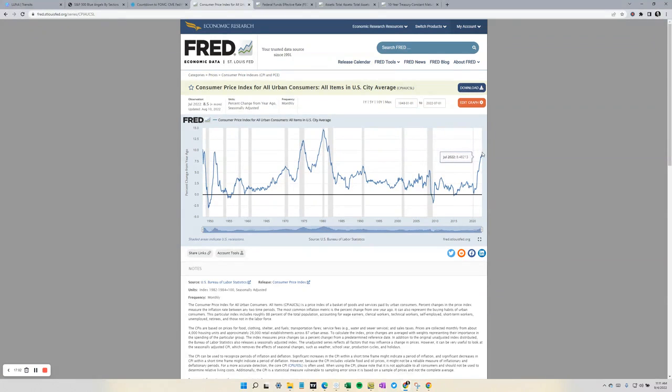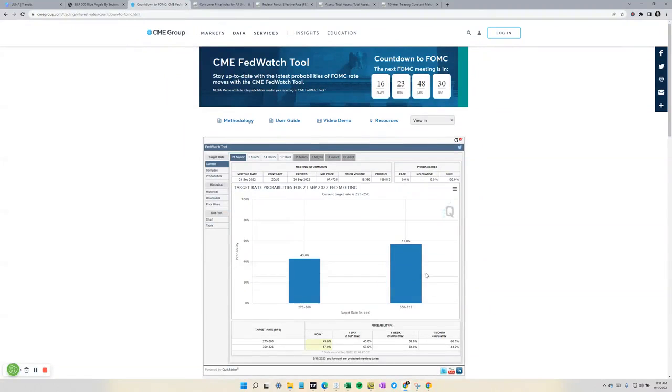Inflation is still over 8. Even if inflation peaks and comes down near 5, the Fed has to keep hiking. And so I think the chances of a more significant move lower in the months ahead are high. So this is the Fed probability. Some people are starting to think that given the data, maybe they'll only hike 50 basis points.